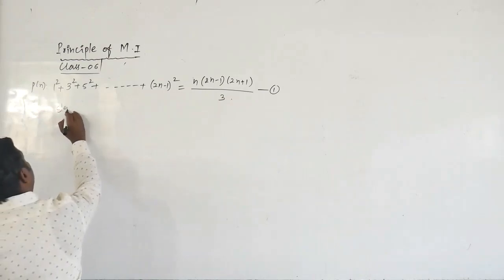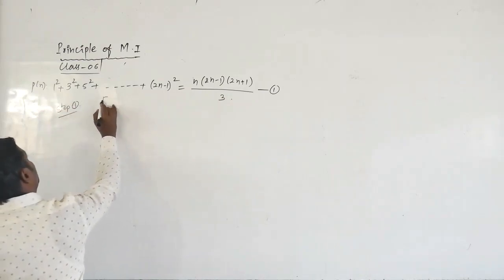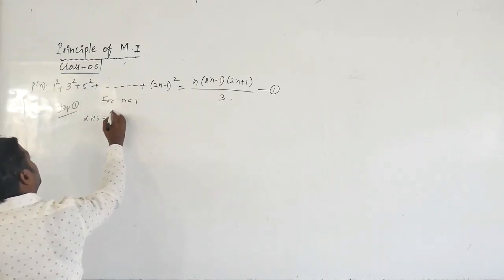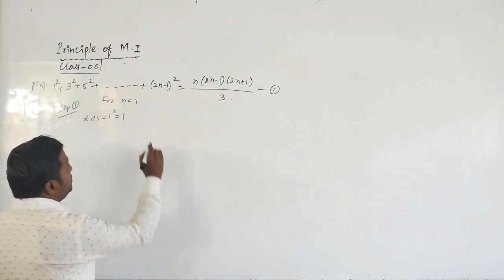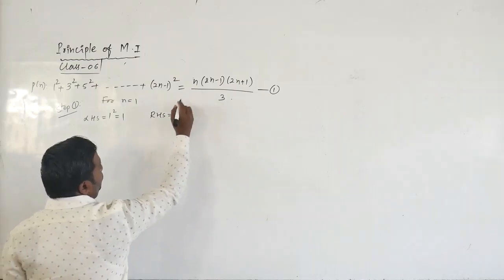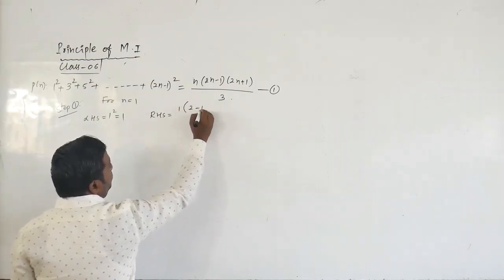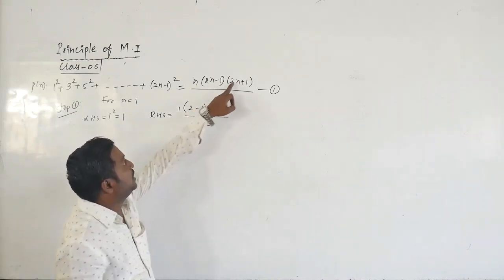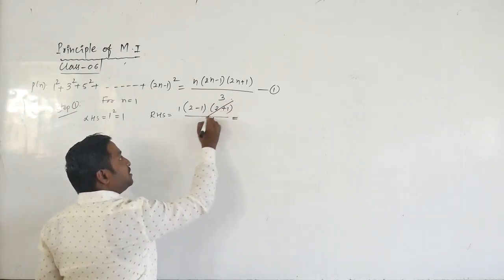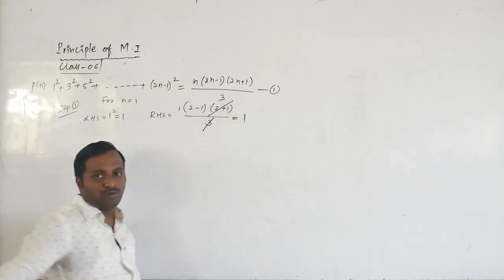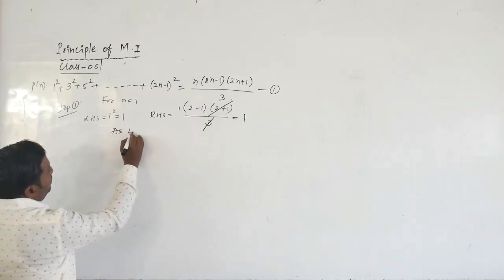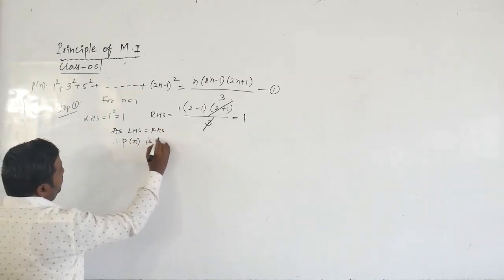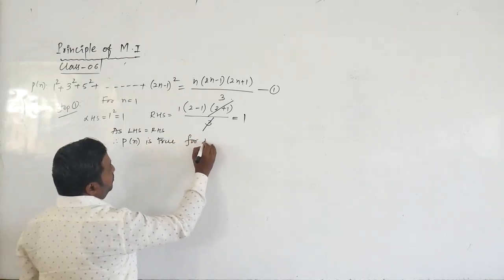Step 1. For n equal to 1, LHS is 1 square, which is equal to 1. RHS: substitute n equal to 1 into n into (2n minus 1) into (2n plus 1) by 3. So the 3 gets cancelled: 1 into (2 minus 1) into 1, which is 1. As LHS is equal to RHS, therefore P of n is true for n is equal to 1.